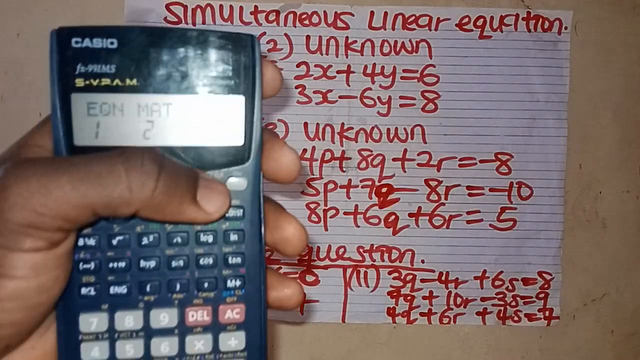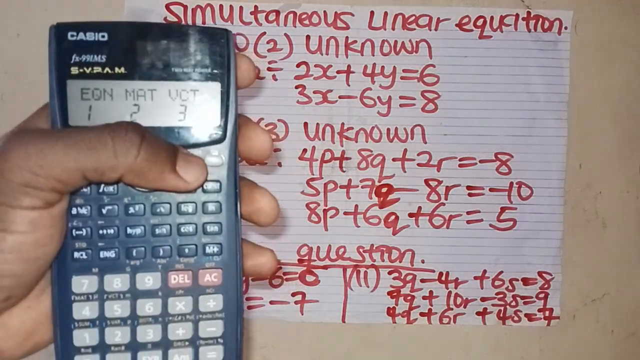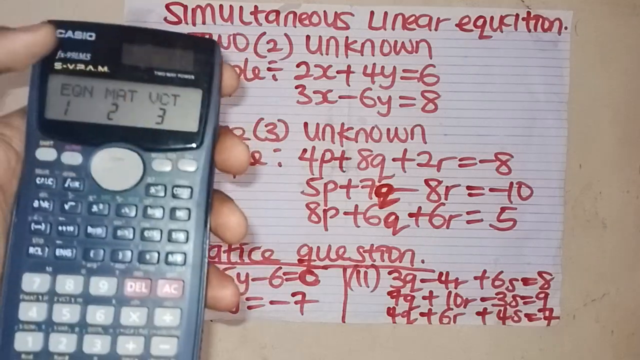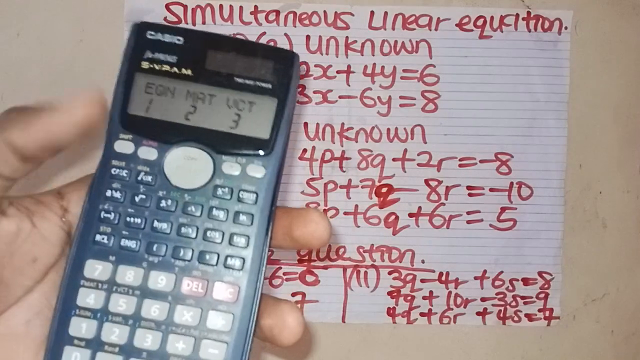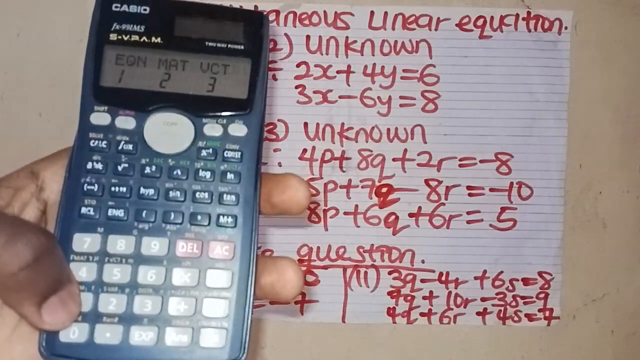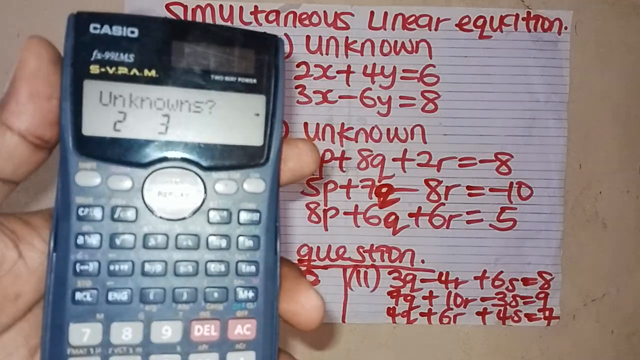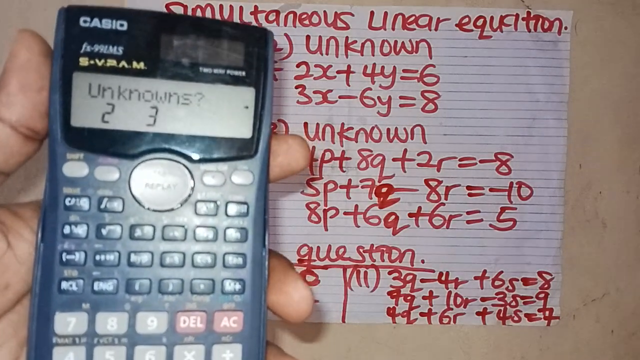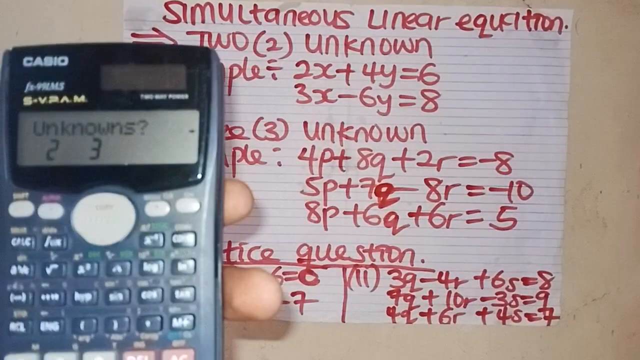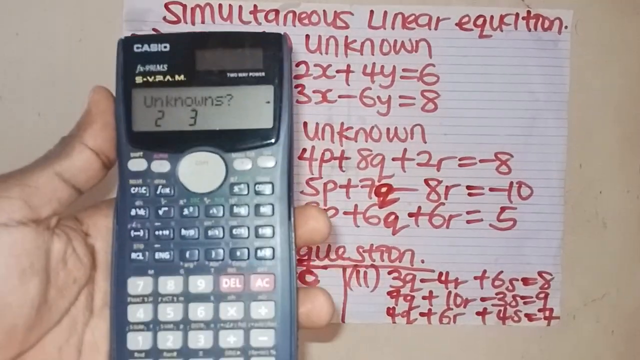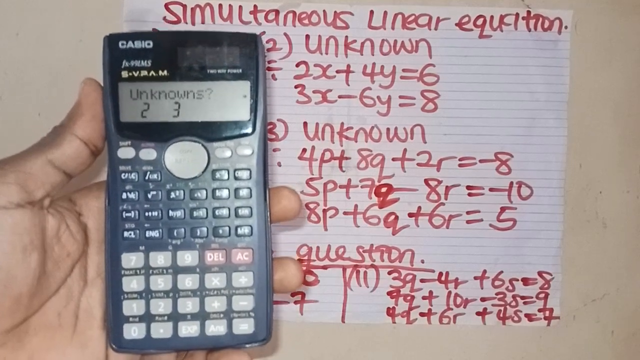Now what does it bring? You can see it here. This is equation, this is math. MAT means matrix, and the one for 3 is vector. So we are dealing with equation. Now let me press 1. When I press 1, it brings two unknowns, question mark, 2 and 3. That means two unknowns and three unknowns. So now let us work on the two unknowns first.